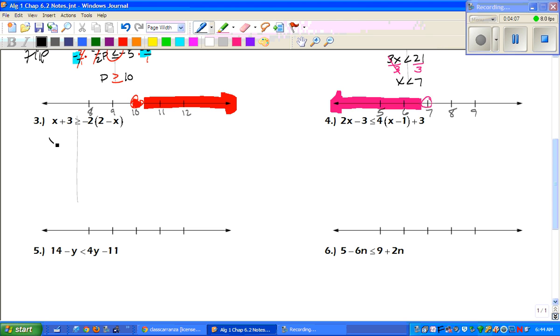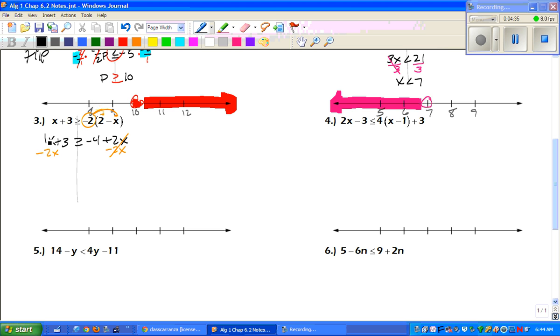Now the left side of the inequality is fine. There's nothing we can do. But over here, we can distribute. Negative 2 times 2 is negative 4. Negative 2 times negative x is positive 2x. Okay, so now here's our first one where we have to move the variable to the left side.